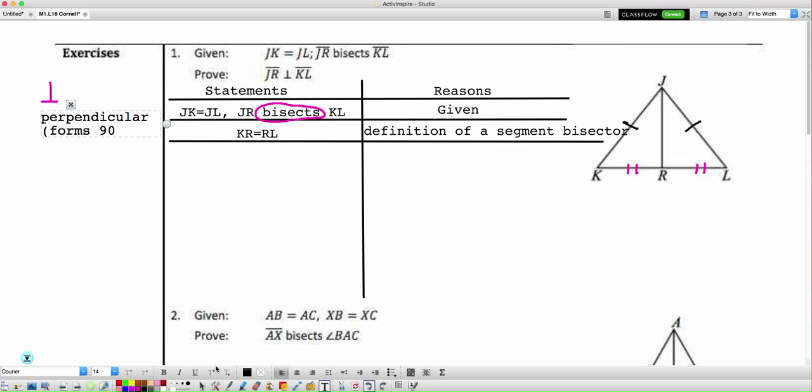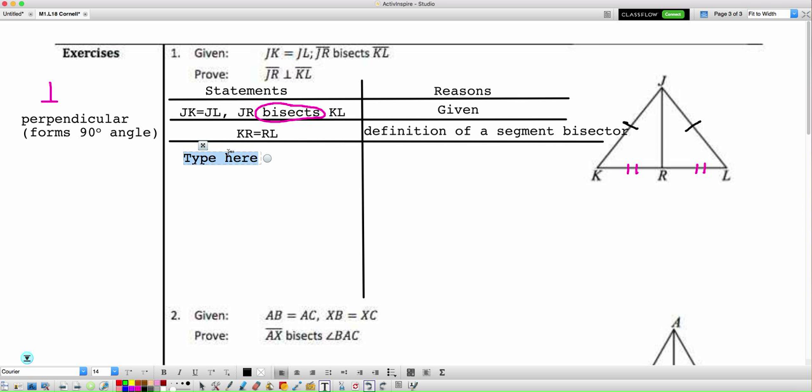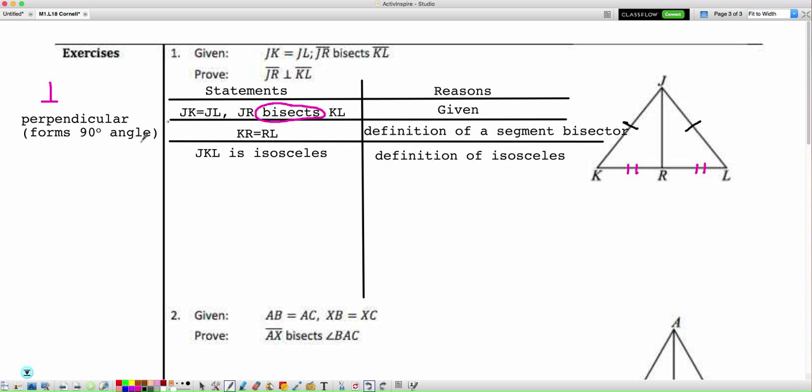So now I need to think, how could I justify that there's a 90-degree angle in there? So I've got these two pieces of information. The next thing I would say is look at the fact that this JKL is an isosceles triangle, and I know that because it's got two sides that are equal in measure. So I'm going to make that claim here. I'm going to say that triangle JKL is isosceles. And I'm going to say that by definition of isosceles. So by definition, an isosceles triangle has at least two sides that are congruent. And in this case, that is exactly what I have.